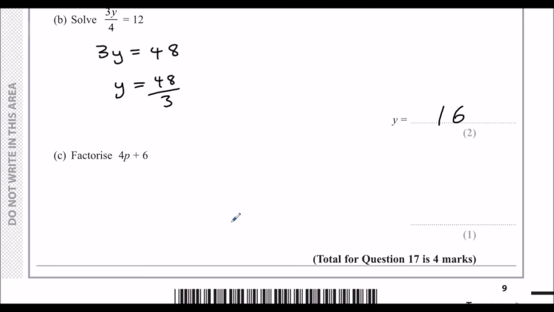And part C says factorize. Factorize means put into brackets. So I'm going to have one bracket. What can I take out of both of these terms? So I've got 4p and 6. I can take 2 out of both of them. So 2 can come on the outside, and then 2 times something is 4p. That's 2p. 2 times something is 6. That's a positive 3.